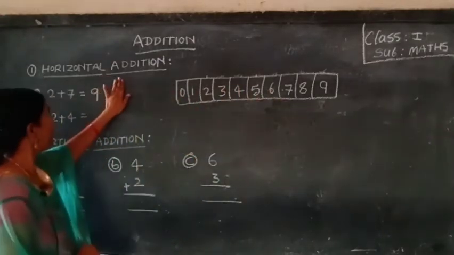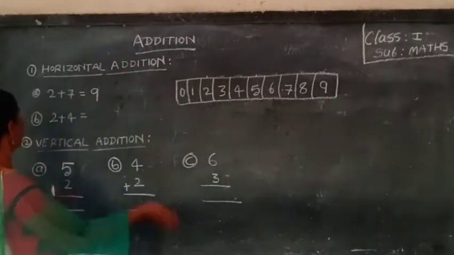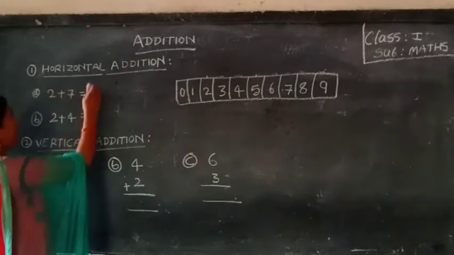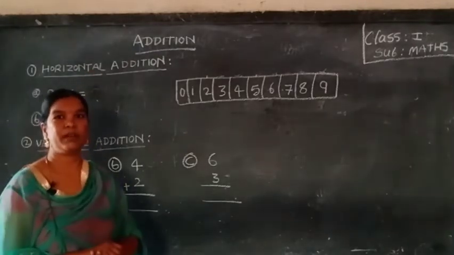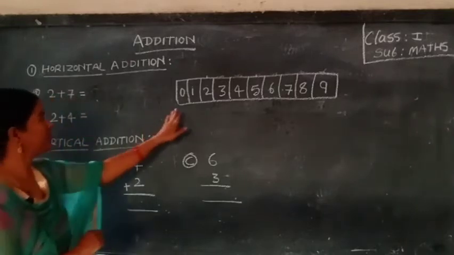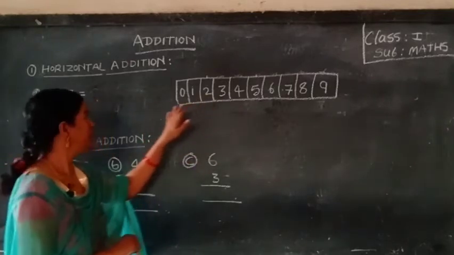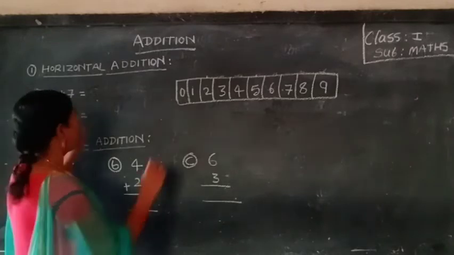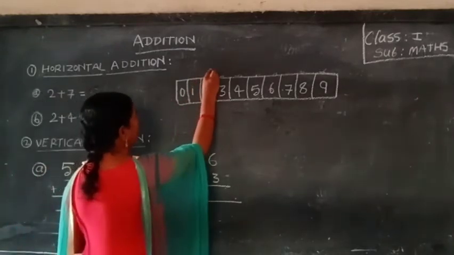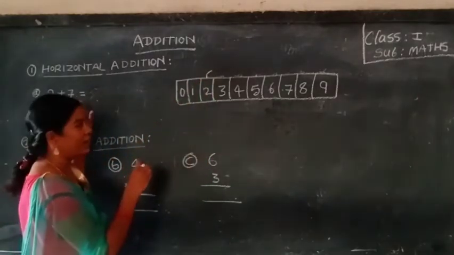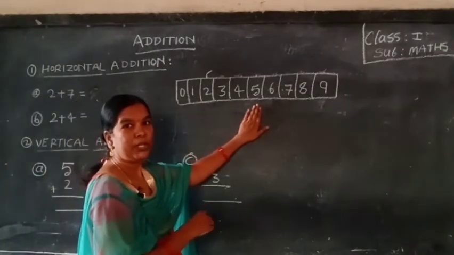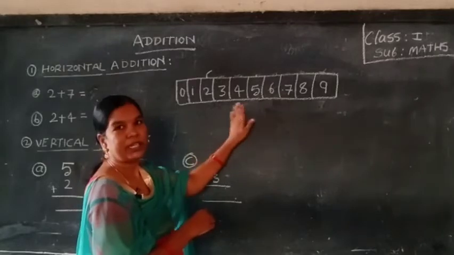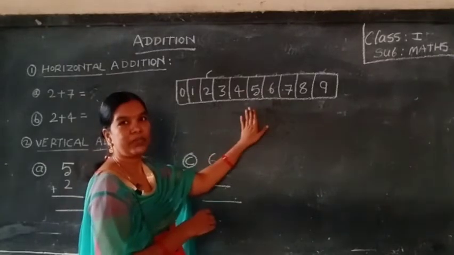See children, in horizontal addition, first one, 2 plus 7. How much number do we get, children, tell me? 2 plus 7 by using number strip. Count two numbers. 1, 2. Plus 7. Add 7 numbers by using arrow.